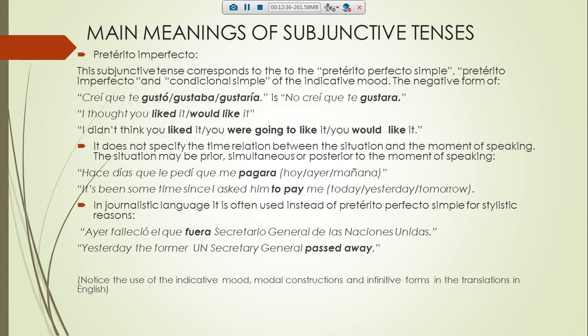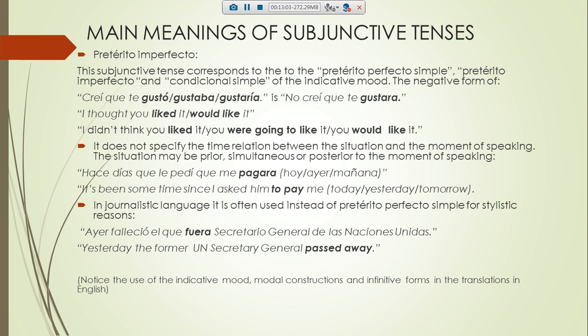Pretérito imperfecto del subjuntivo. El gustara, gustase, amara, amase. This subjunctive tense corresponds to the pretérito perfecto simple, pretérito imperfecto and conditional simple of the indicative mood. The negative form of creí que te gustó, o creí que te gustaba, o creí que te gustaría, of any of these three forms is no creí que te gustara.